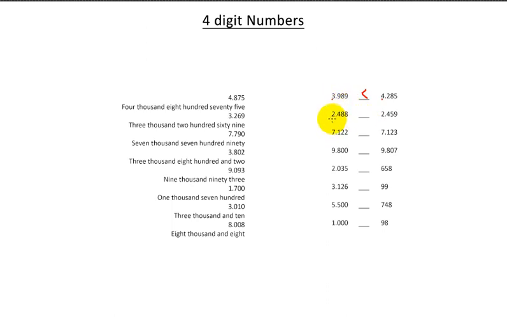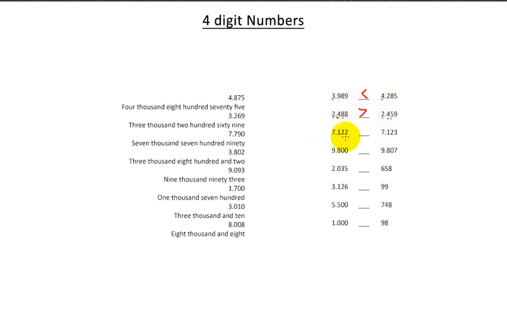Next up, 2,488 with 2,459. So I compare the 2 with the 2, and they're the same, which means I need to move on to the next digit, 4 with the 4. They're also the same, so I move on to the next digit, the 8 with the 5. Oh, the 8 is greater, meaning that this number is also greater than this number.